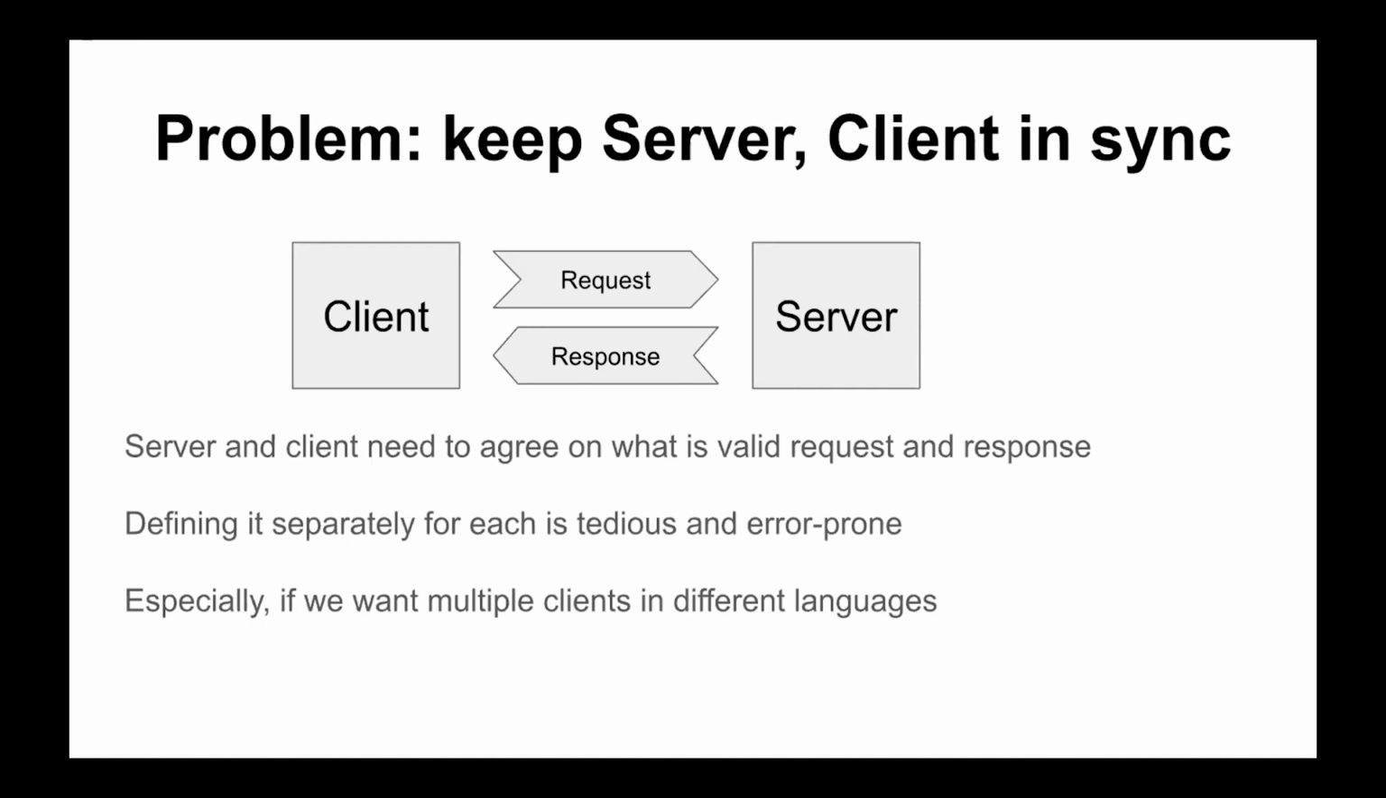If it's the same team and the same language, you might share some code between client and server, but that's often not the case. You might have, let's say, a Java server and a JavaScript client, or you might have two different teams responsible for server and client, which is the case for us. We have a server and we're hoping that other people write the client. So how do you make sure that the client and server are in sync?